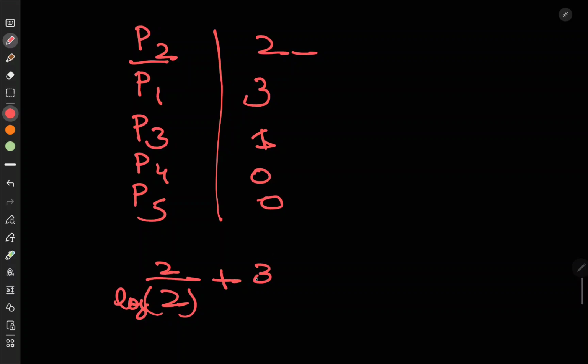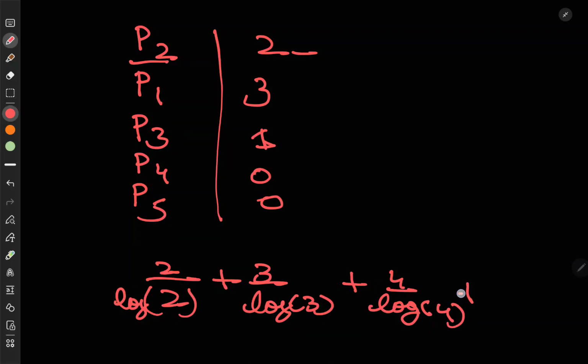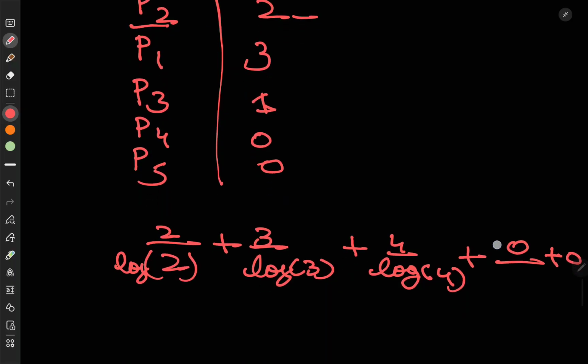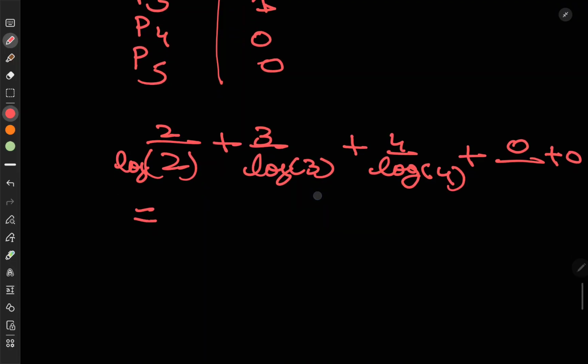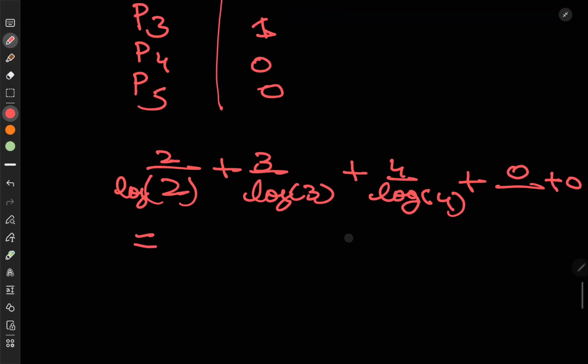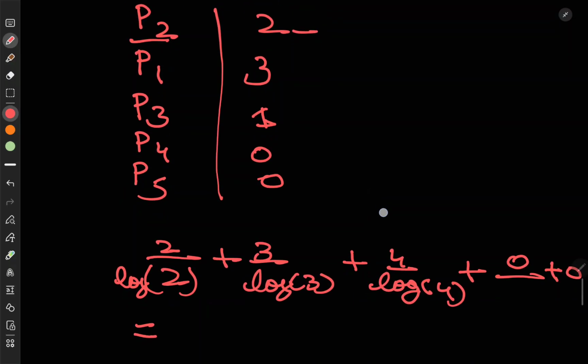Then comes 3 by log of 3. Then comes 4 by log of 3 plus 1, 4. Then comes 0 by whatever position it is, plus 0. So let's say there is a score that comes out to be, let's not calculate the whole score here. There is some score that is coming.